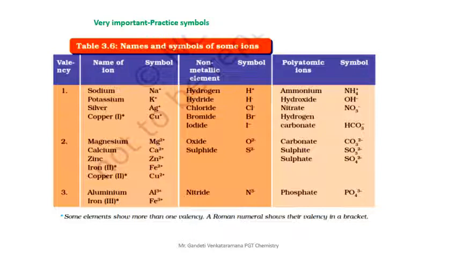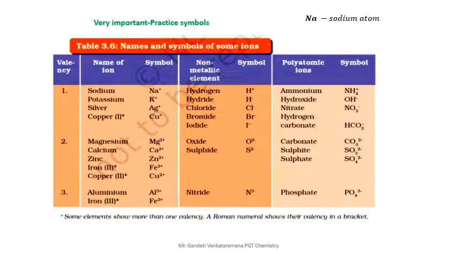This is a very important table for all classes, 9th, 10th, 11th, 12th. Names and symbols of some ions. So what is an ion first of all? Already you have heard about the atom. You know the atom: sodium atom, hydrogen atom, helium, lithium, beryllium, like that. But what is the difference between an atom and an ion? I will give you some examples.